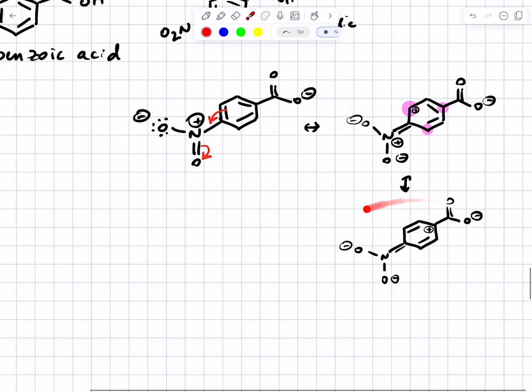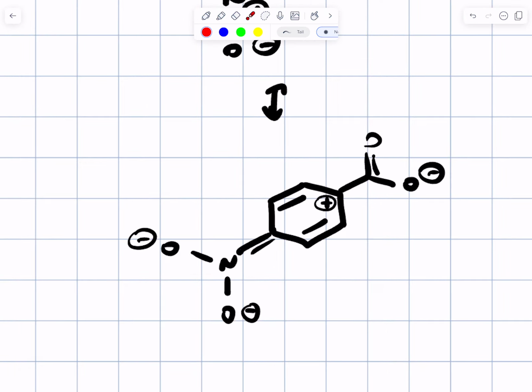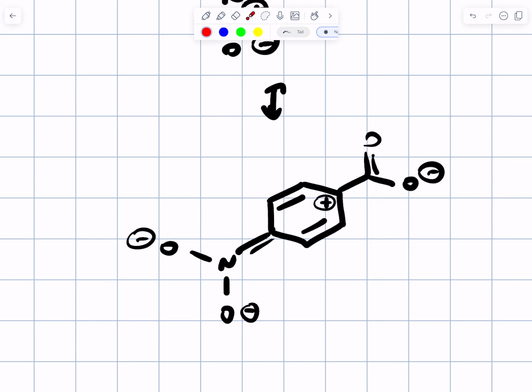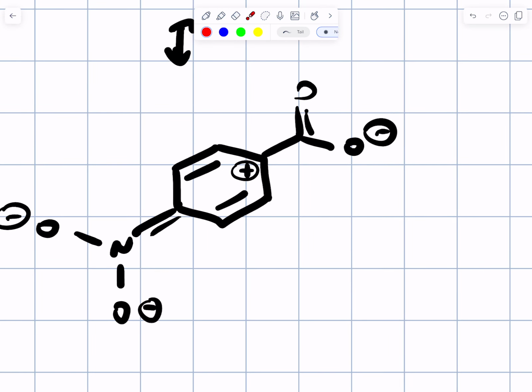I'll show you this resonance structure and then ask you a question. How does this resonance structure explain the increased acidity of para-nitrobenzoic acid over just benzoic acid? What do you suppose is going on here that stabilizes the conjugate base? Yeah, go ahead. It kind of gives a spot for the electrons to go. They can go into that ring there. Okay, kind of gives a spot for the electrons to go.